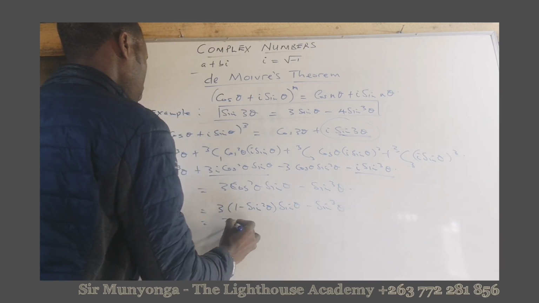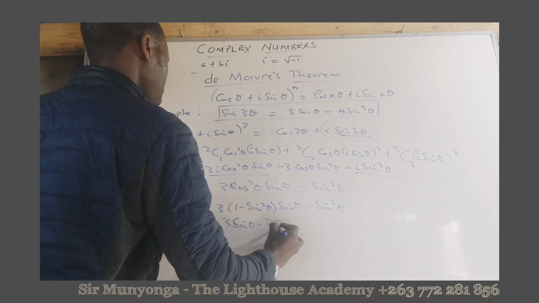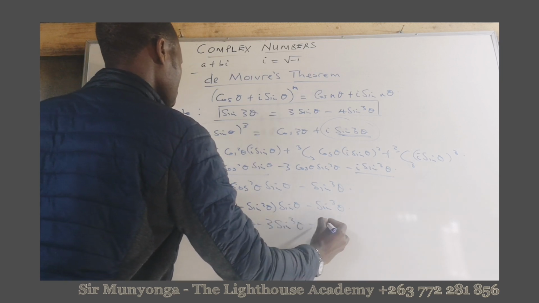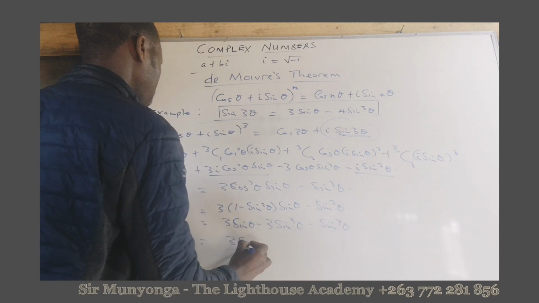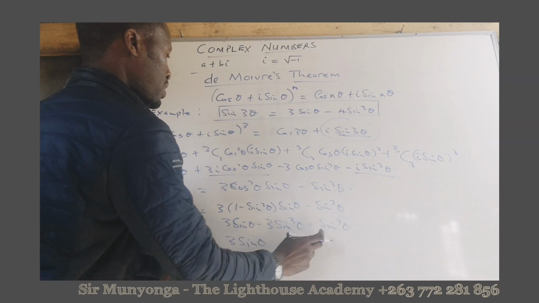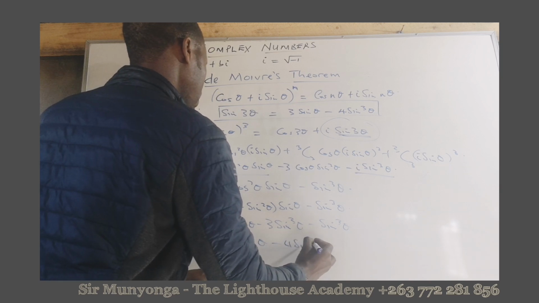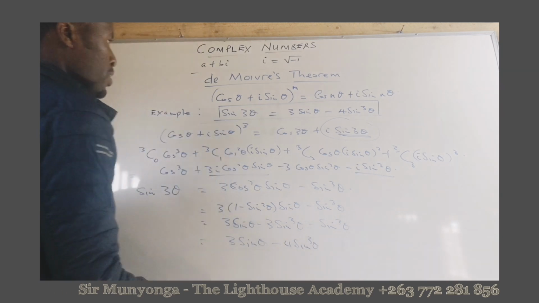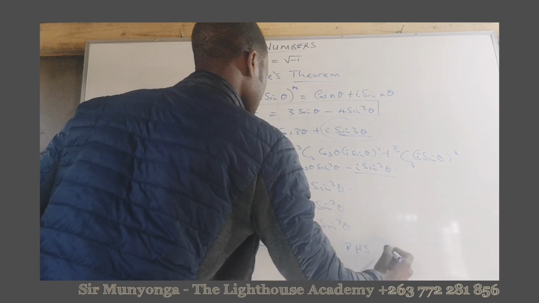Let's expand that. It becomes 3 sine theta minus 3 sine cubed theta minus sine cubed theta. It gives us 3 sine theta minus 4 sine cubed theta, which is now equal to the right side. So it's equal to the right hand side.